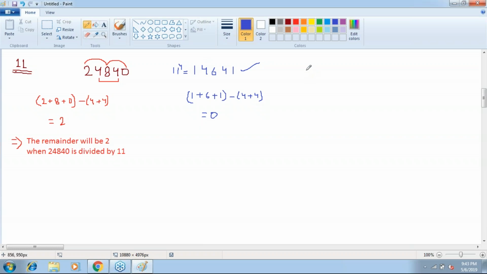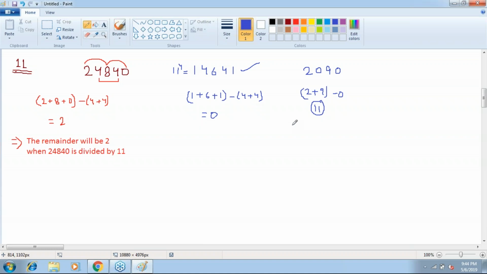Okay, let us take another number, 2090. Let's make a group of alternate digits, 2 plus 9, and the other group of alternate digits is simply 0. So we got 11. The remainder when you divide by 11 cannot be 11. So getting 11 means the number is divisible by 11.